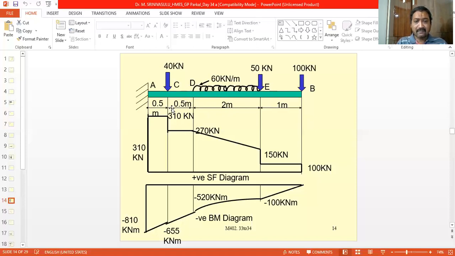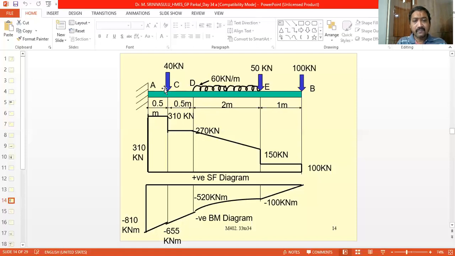Now this is 1 meter. So 1 plus 1, 1 plus 2 by 2, that is 1 plus 1, 2 meters from point D. So 120 into 2, that is minus 120 into 2, minus 240 kN meters. That is the moment caused by this UDL.